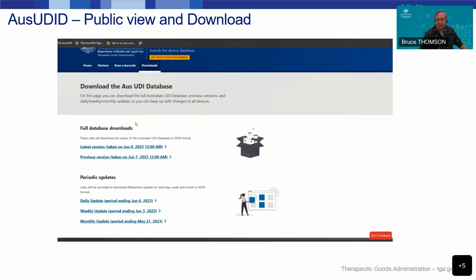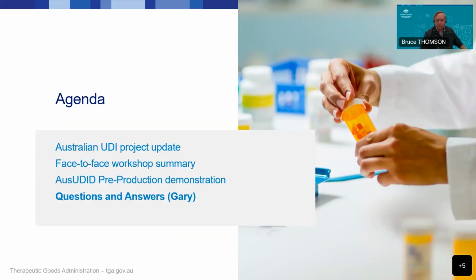Lastly, you may have a need to download all of the medical device details. Under the download options, there is the ability to download the full current version or previous version, as well as to download only the medical devices for which there's been a change in the last day, week, or month. This is provided so it can be integrated or compared with your source systems. As you can see, that brings me to the end of this section.